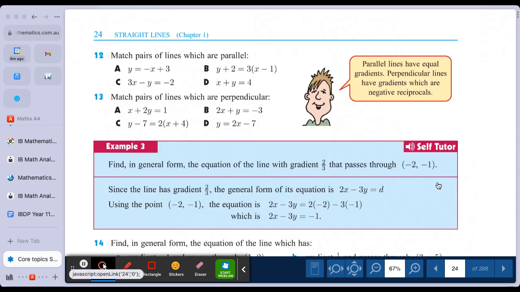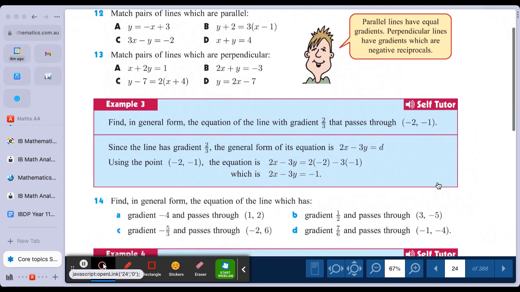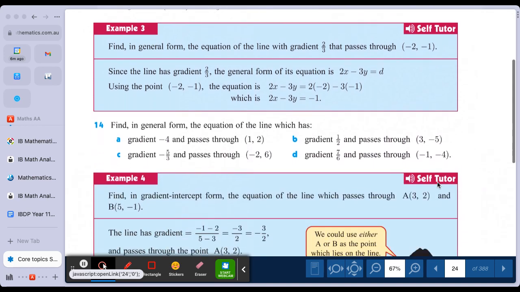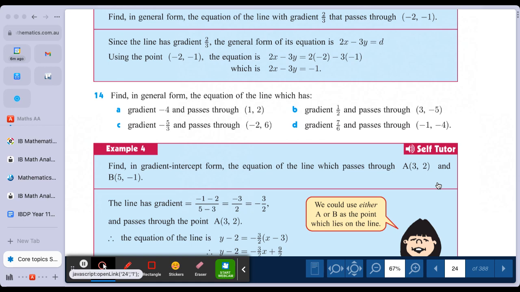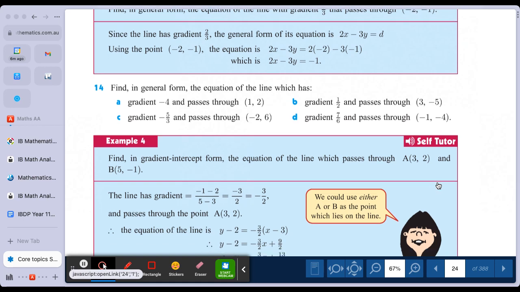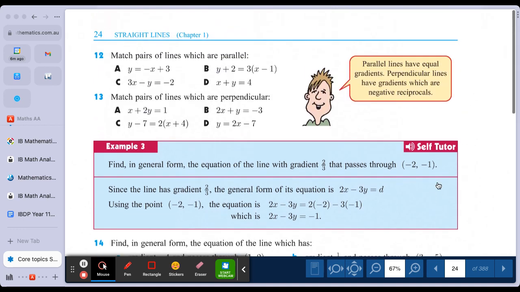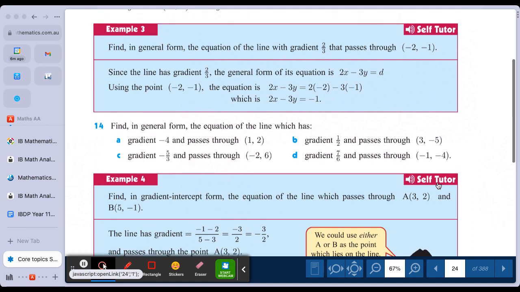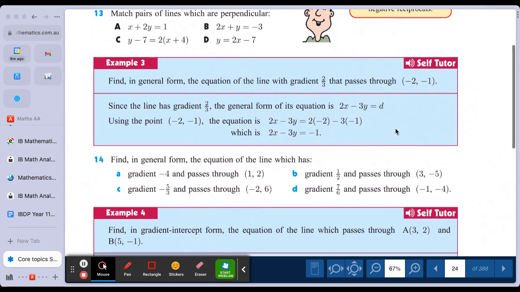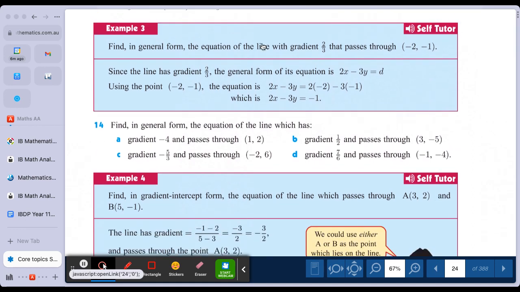We'll move on to the next page, which is these examples here, which is finding, using alternative information in order to work out the equation of the line. And it says specifically you need to find it in general form, or some other form, I should say. Sorry, I'm being a bit slow.